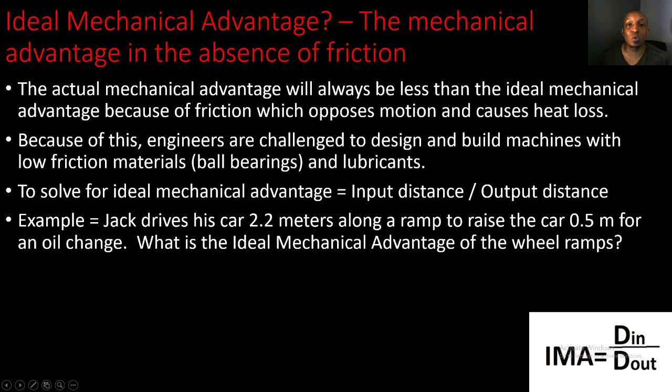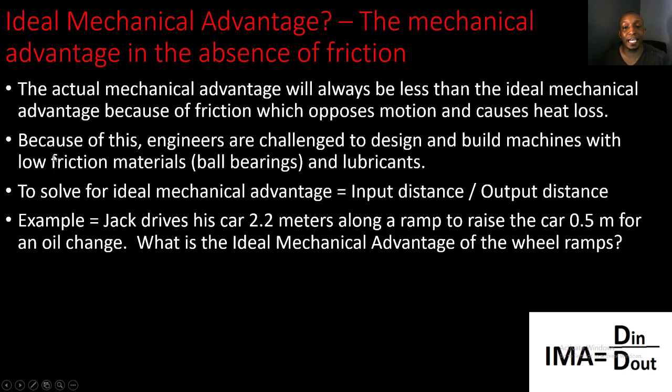So now let's move on to our ideal mechanical advantage. That's going to be the mechanical advantage in the absence of friction. We call this ideal mechanical advantage because this would be our mechanical advantage if there was no friction. But we all know with any mechanical advantage, there's always going to be friction or heat created. So the actual mechanical advantage will always be less than the ideal mechanical advantage because of friction, which opposes motion and causes heat loss.